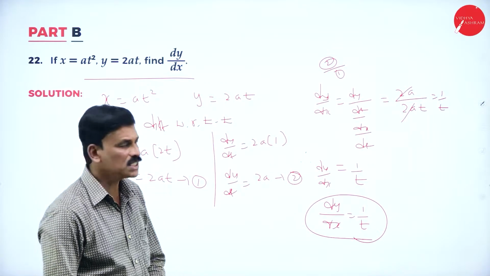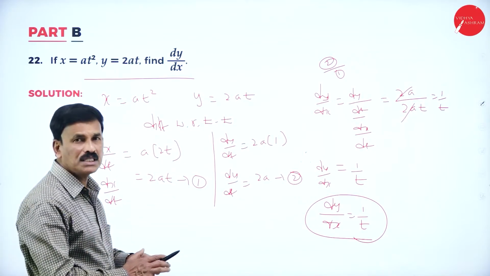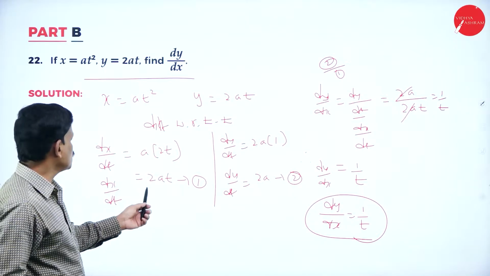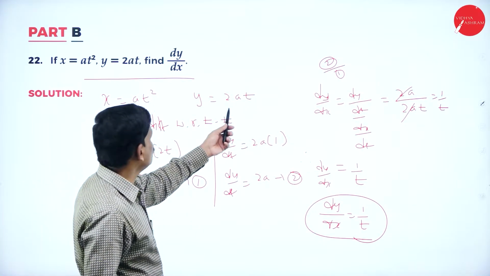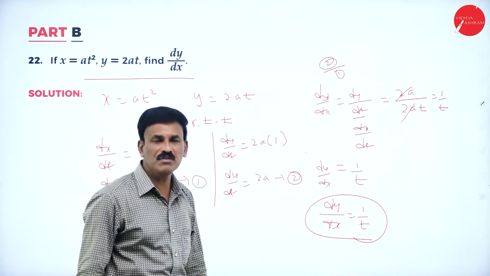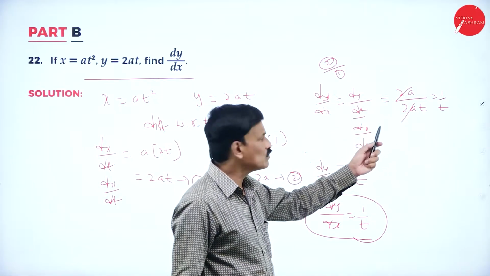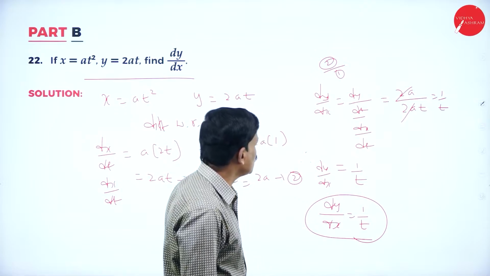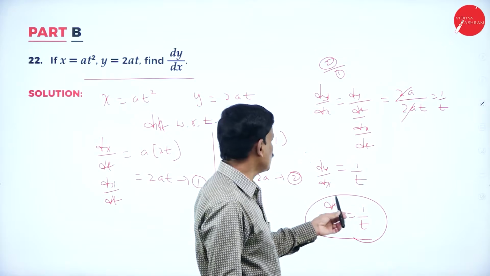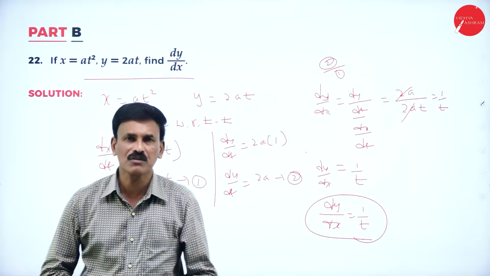Okay, very simple. See here, differentiating with respect to t. This is a parametric equation, where t is the parameter. a constant, derivative of t square is 2t. This is equal to 2at, equation number 1. 2a, differentiation of t is 1, 2a into 1 is 2a. dy by dx is nothing but dy by dt divided by dx by dt, that is equation 2 by 1. Equation number 2 is 2a, and equation number 1 is dx by dt, which is 2at. 2a gets cancelled, 1 by t. So therefore dy by dx is equal to 1 by t, the required answer.